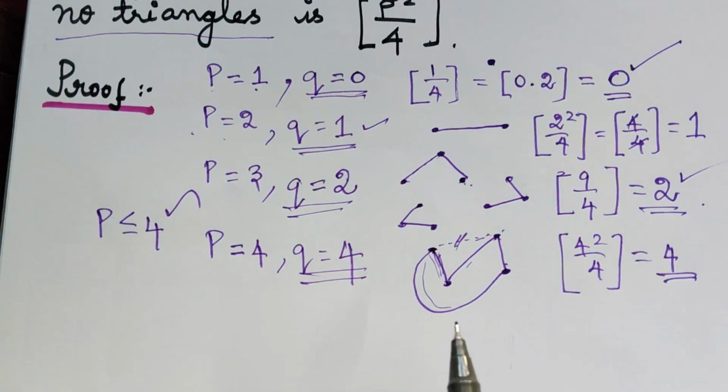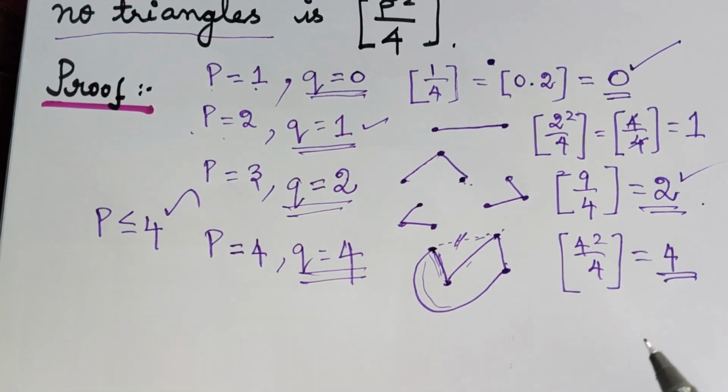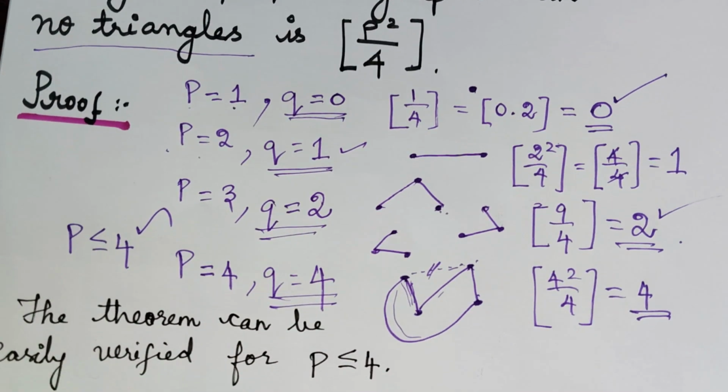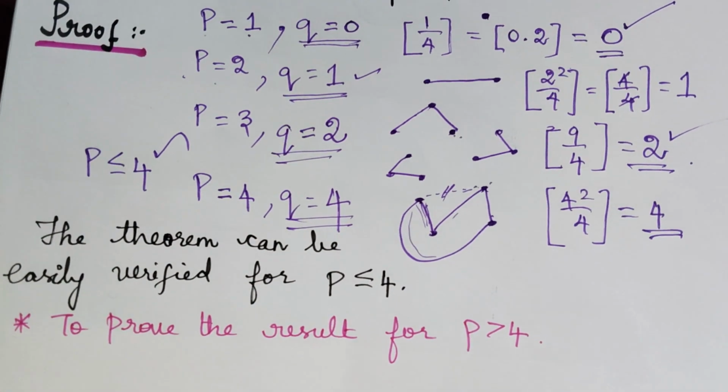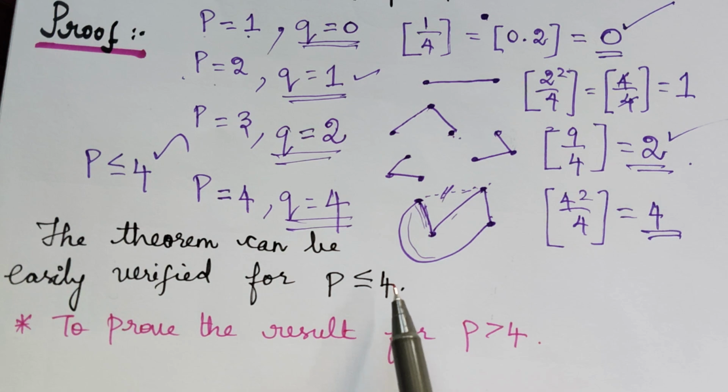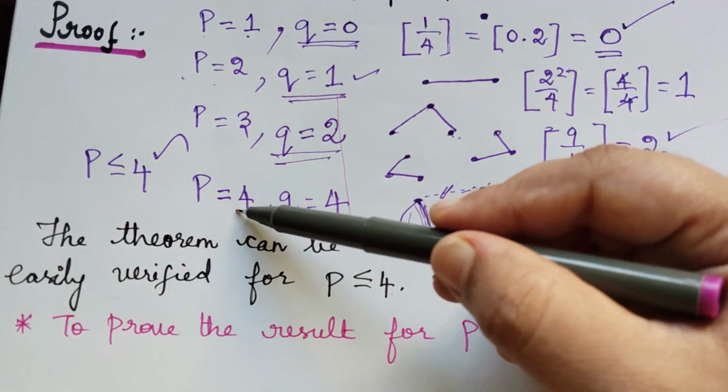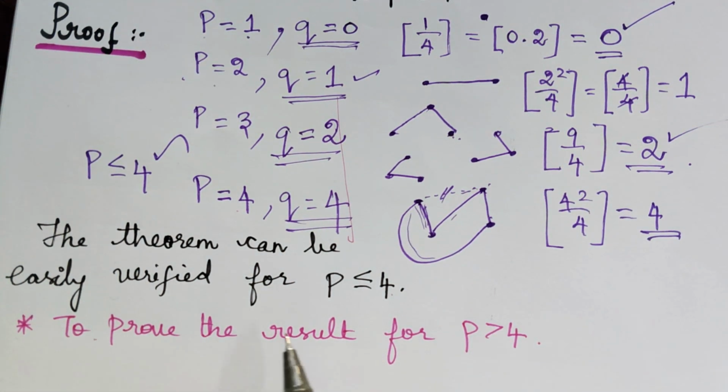Now therefore we have to prove the theorem for all those values greater than 4. So that we will write first. I have written that the theorem can be easily verified for P less than or equal to 4, which we have already done. Okay, so we are going to prove the result for P greater than 4, all those values which are greater than 4.